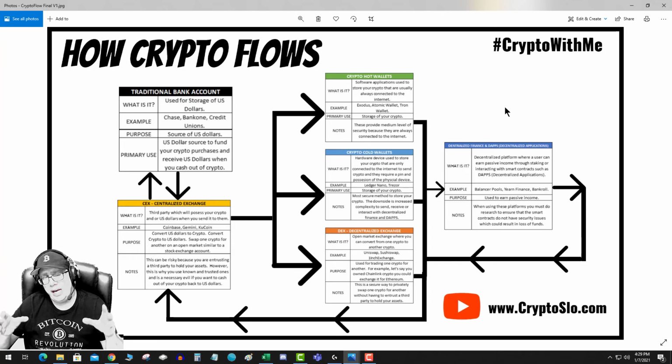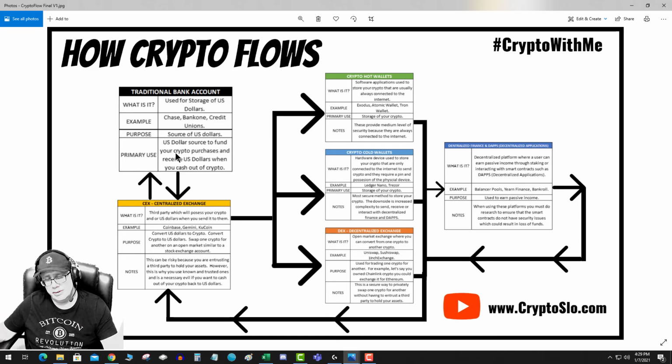This is a great starter to understand how the money flows. It flows from the bank to the centralized exchange. You turn your US dollars into crypto. You send them to your crypto hot and cold wallets. You can swap them on a decentralized exchange. You can earn passive income on these third-party dApps, which are on the internet. Those dividends flow back to your cold wallets, which you can then send back to the CEX, the centralized exchange, and then exchange for dollars.